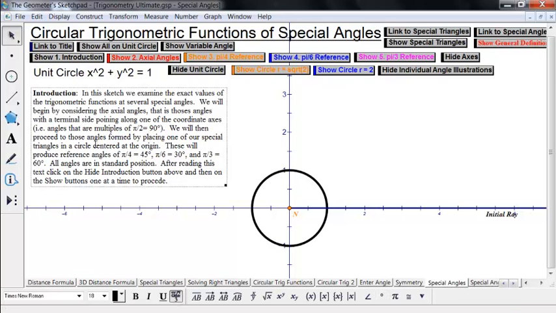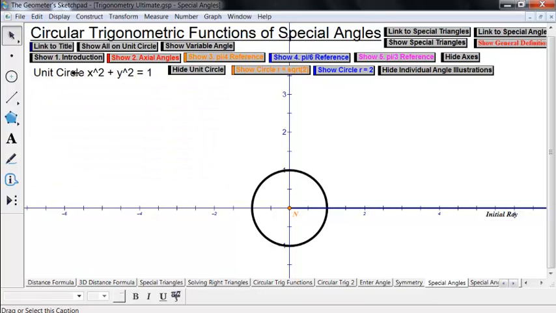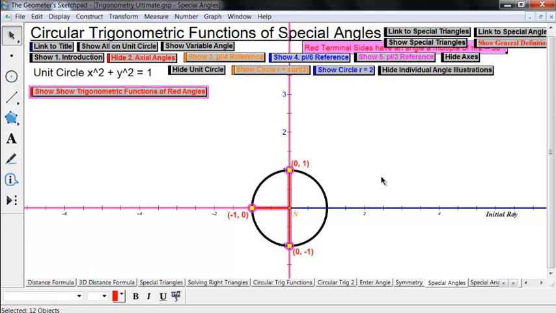And we'll then proceed to angles that are formed by placing one of our special triangles centered at the origin. And so they'll have reference angles of pi over 4, 45 degrees, pi over 6, 30 degrees, or pi over 3, 60 degrees. And of course all of our angles are going to be in standard position. So as the instructions tell us to do, we're going to click here to hide the instruction. So this particular video we're going to focus on the axial angles, and then we'll probably have a series of three or four of these little videos. So the axial angles are the ones that are pointing along one of these sides here.